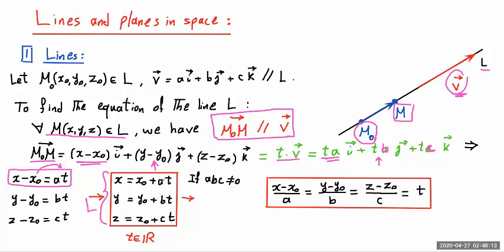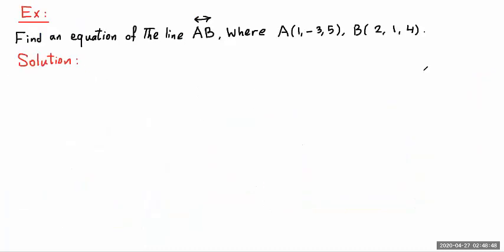If a is not 0, I can write (x minus x0) over a equals t. If b is not 0, I can do the same, and if c is not 0. So if all of them are not 0, I can write (x minus x0) over a equals (y minus y0) over b equals (z minus z0) over c, even without writing equals t. Okay. Let's take an exercise.